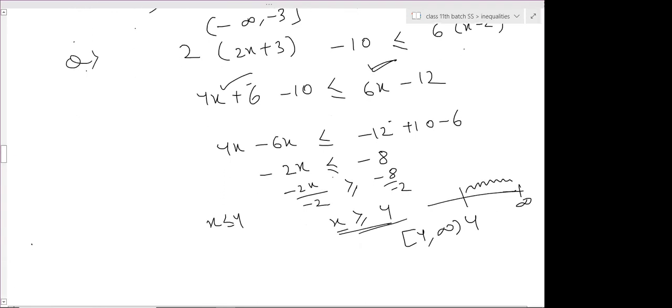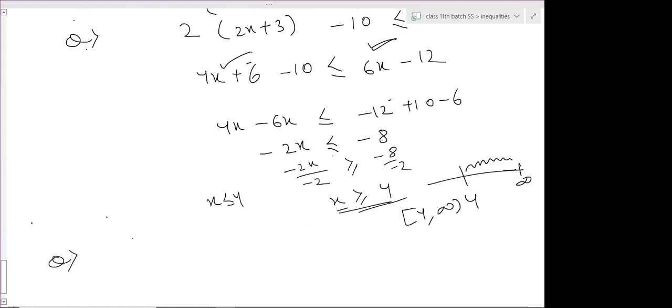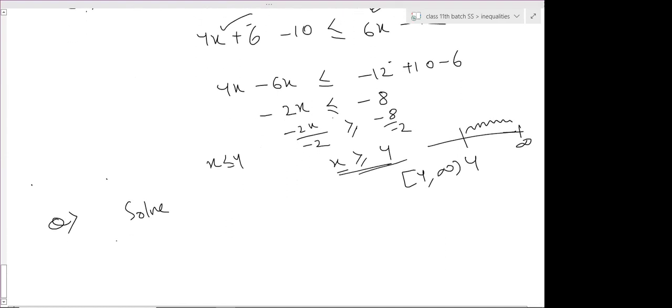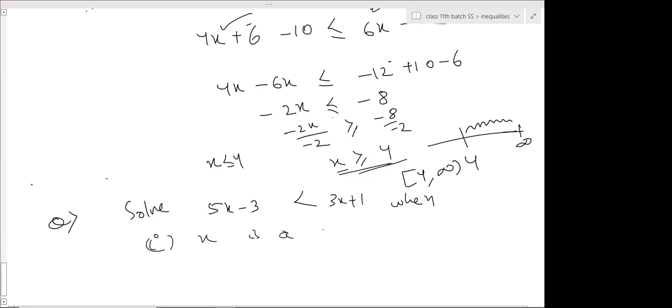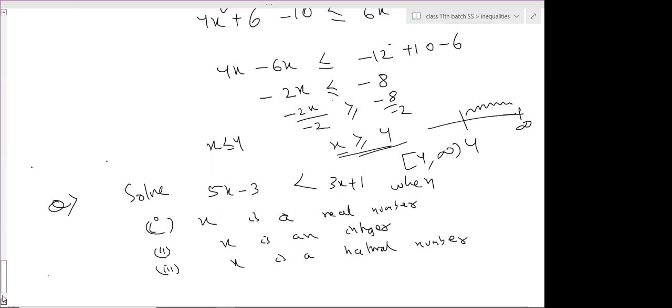Next question. Solve 5x minus 3 is less than 3x plus 1, when x is a real number, x is an integer, x is a natural number. Right, this is a 3-part question. You have to solve each part individually.